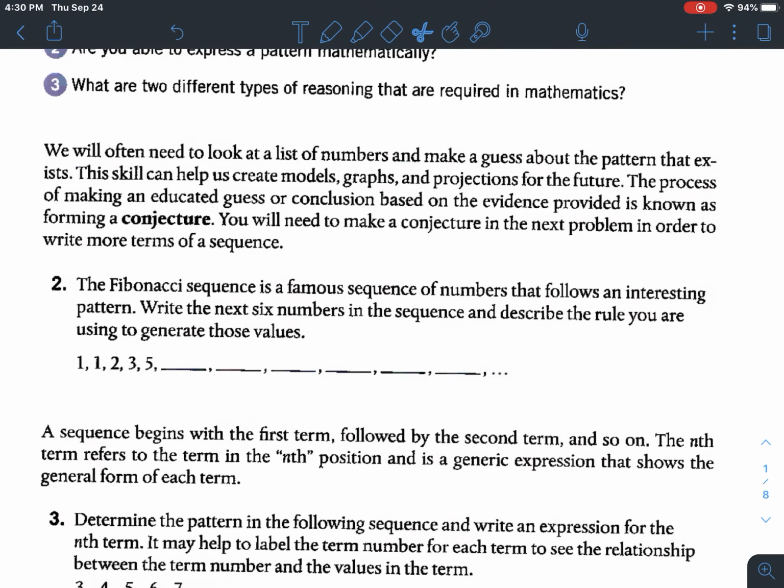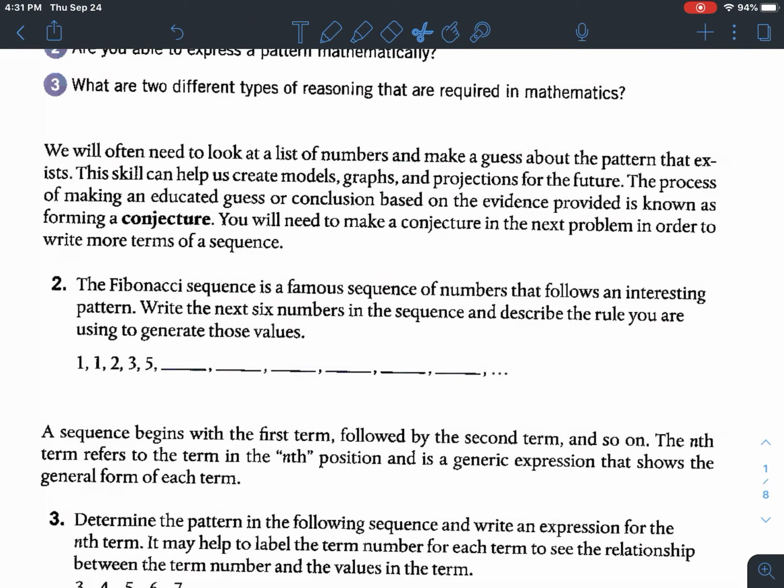Next, we will often need to look at a list of numbers and make a guess about the pattern that exists. This skill can help us create models, graphs, and projections for the future. The process of making an educated guess or conclusion based on the evidence provided is known as forming a conjecture. So channel your inner sophomore Math 2 self. Conjecture is just an educated guess.